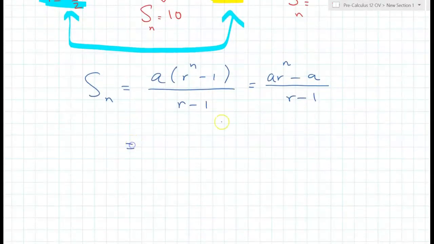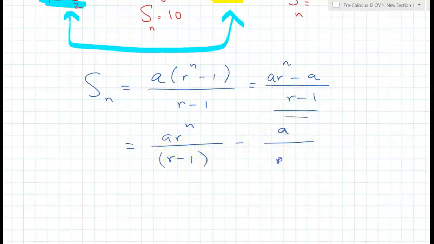We're going to break up this fraction right here as AR to the n divided by R minus 1 minus A divided by R minus 1. So we can do that, right? That's the fraction. We can break it up like that. But here's the thing. When you're looking at the value of R in the terms, knowing that R cannot be 1, obviously, because if it is, this rational expression will have a denominator 0 that will be undefined.